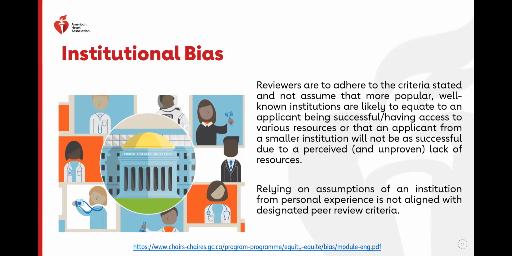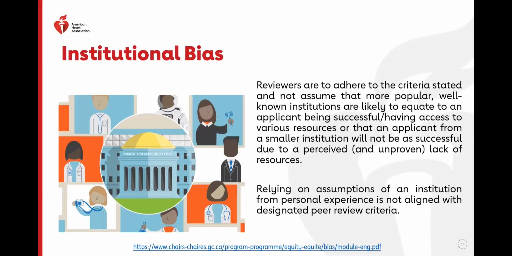Institutional bias. Institutional bias refers to bias that occurs due to the reputation of the institution, the size, type, or location, or prior research conducted there. Reviewers are to adhere to the criteria stated and not assume that more popular, well-known institutions are likely to equate to an applicant being successful or having increased access to various resources, or that an applicant from a smaller institution will not be successful due to a perceived and likely unproven lack of resources.